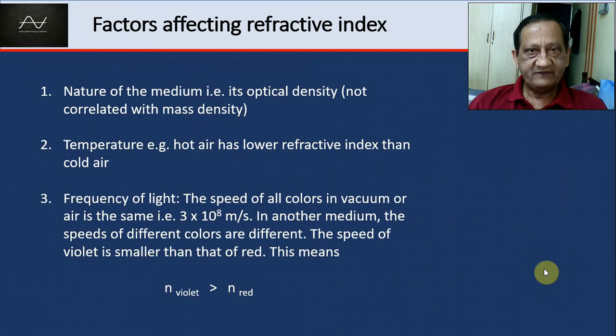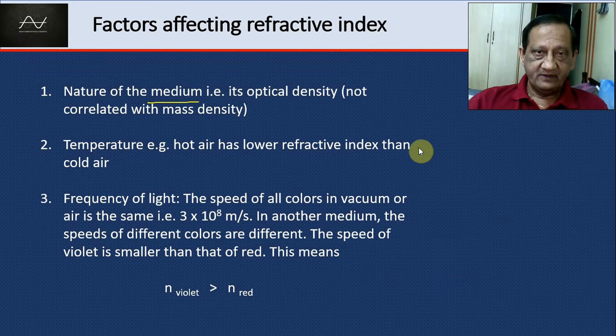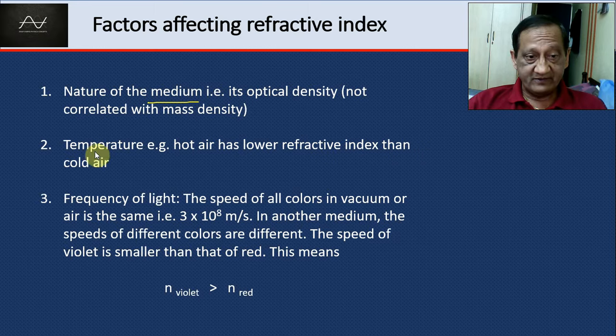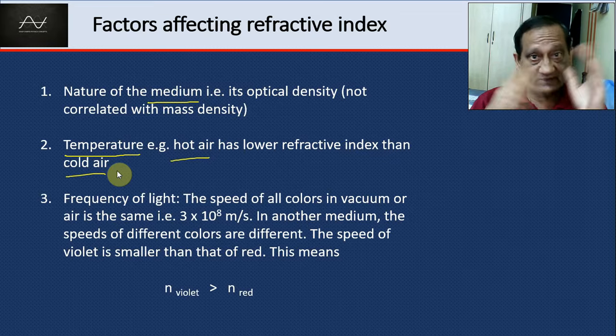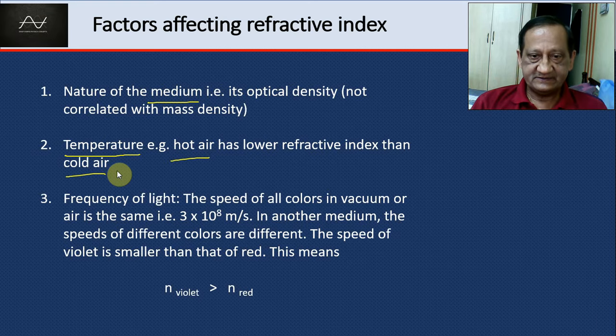So the factors affecting refractive index are, first of all, the medium, its optical density, and this optical density for some media does have a relationship with temperature as well. Example, hot air has got lower refractive index than cold air. That is not due to mass density. Hot air expands, volume goes up, the density goes down. That is mass density. Yes, that is true. Hot air is less dense from the mass density perspective than cold air. But it's not related here. Hot air still has a lower refractive index than cold air.